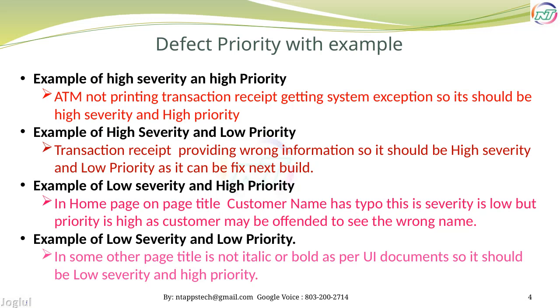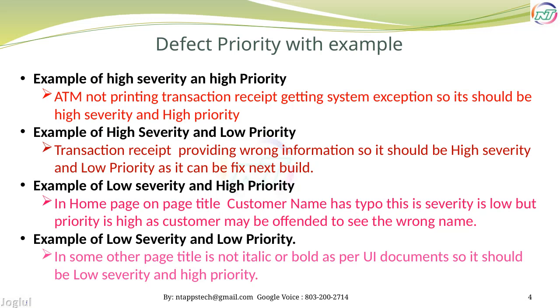On the other hand, if the transaction receipt shows incorrect information, it's still high severity because it affects accuracy but low priority, since it doesn't stop the process and can be fixed in the next release. Sometimes a defect might have low severity but high priority, such as a typo in the customer's name on the homepage title. The issue isn't critical technically, but it's important to fix quickly to maintain customer trust.